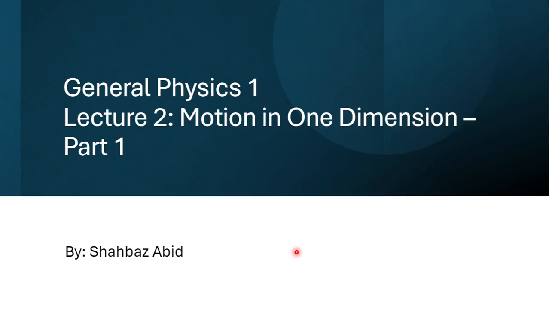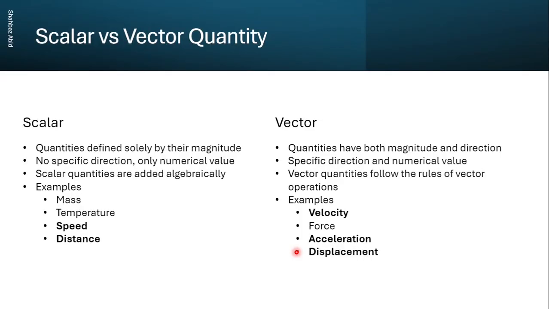From this lecture onwards, I'm going to discuss motion in one dimension. Any physical quantity can be described as a scalar quantity or a vector quantity. A scalar quantity is a physical quantity which just needs a magnitude, no direction. Whereas vector quantities are those which need both the magnitude as well as the direction.